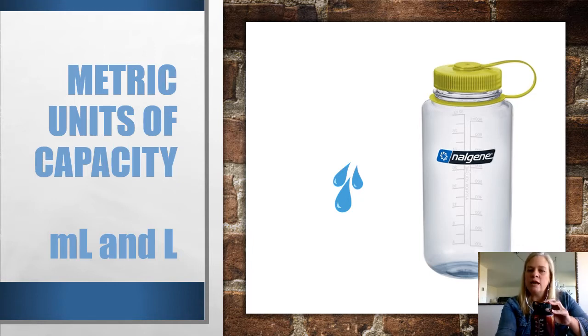So when we're talking about volume and capacity, we're talking about how much liquid would be able to be held in a container. So this water bottle, same as that I have here, holds 1 liter. So up to this line is 1,000 milliliters or 1 liter. Again, this is metric, so it makes those really easy comparisons. Let's try some of it.